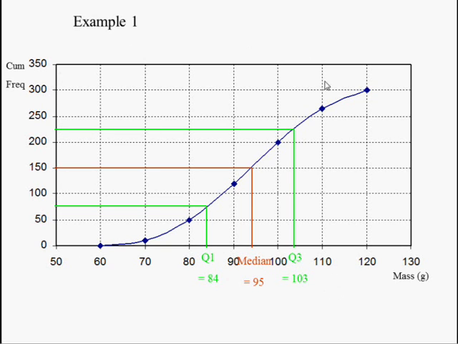So that's the power of a cumulative frequency graph. We can easily work out where our quartiles are, including the median, which is the second quartile. You can also do percentiles and deciles and all sorts of things on this. But there's the median and the upper and lower quartiles. What we can do now is work out the interquartile range. So this means the middle half of the data. Half the data is between Q3 and Q1. So half the data is within 19 grams of the median.